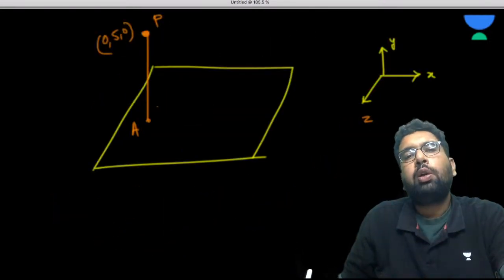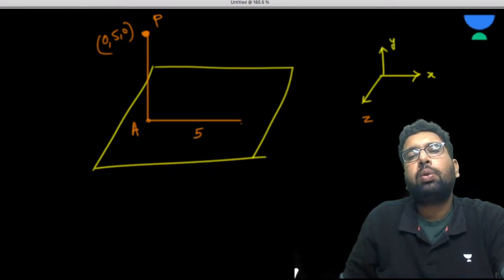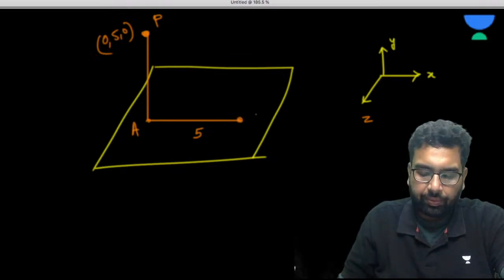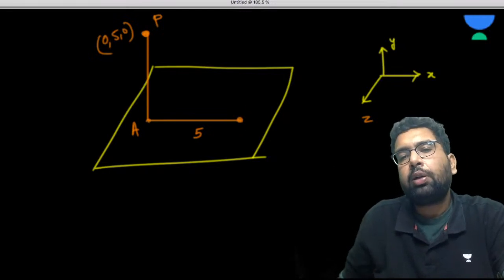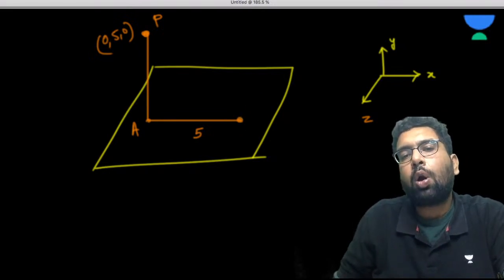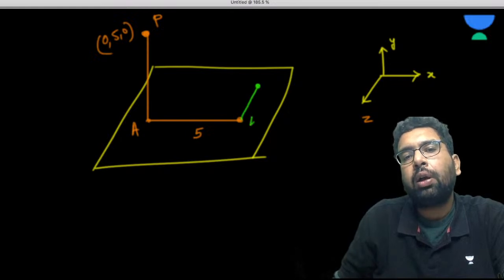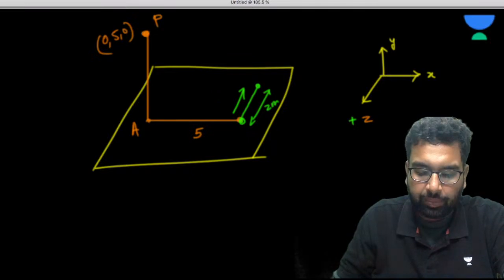No problem. Now from this point A, someone moved 5 meters towards east. So do you realize that he has moved in the positive X direction? Yes or no? Right. Now from here, he took 2 meters north. So from here, it goes like this now, 2 meters. Now the positive Z direction is this. So from this point to this point, you have moved in the negative Z direction, no?